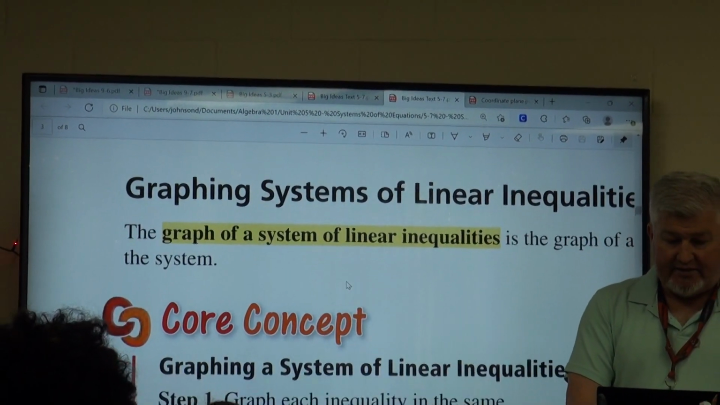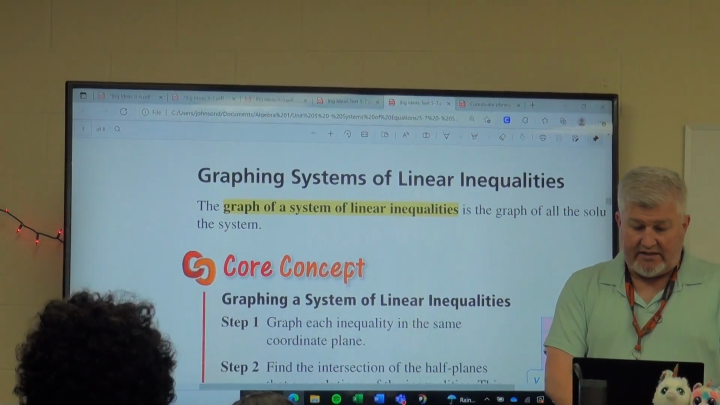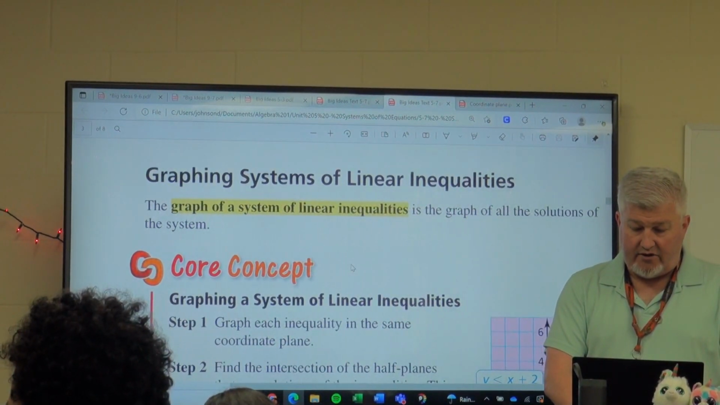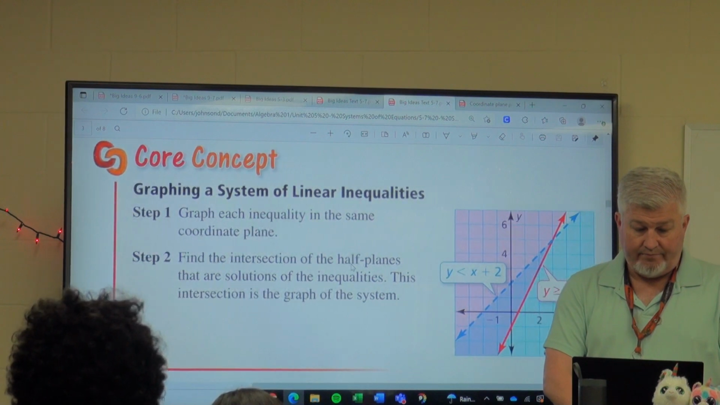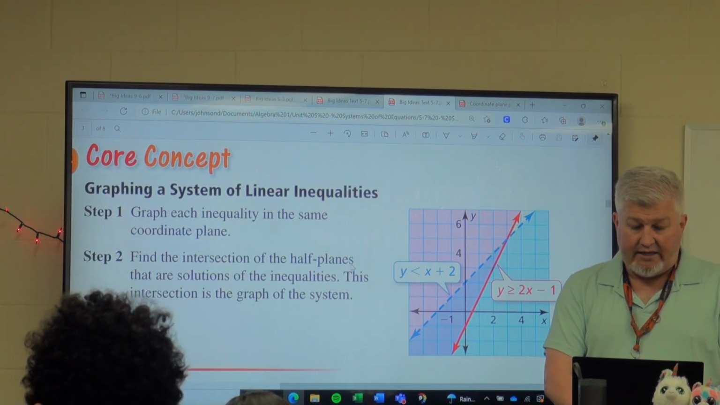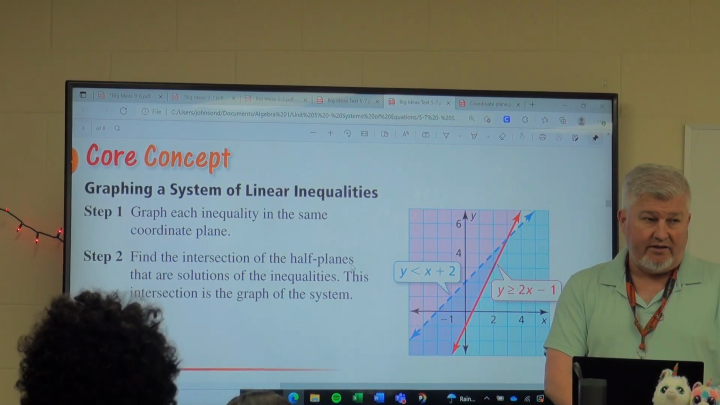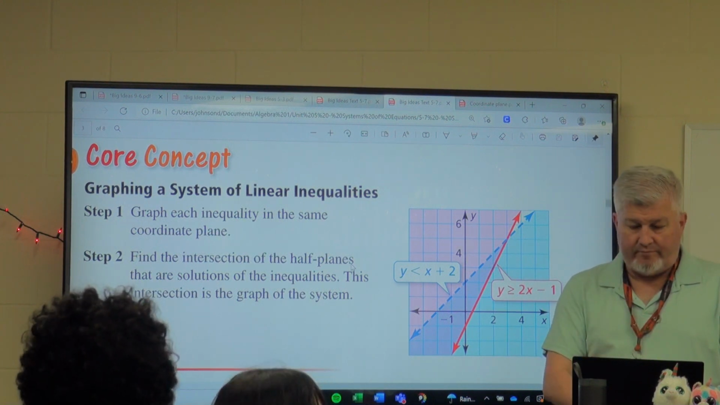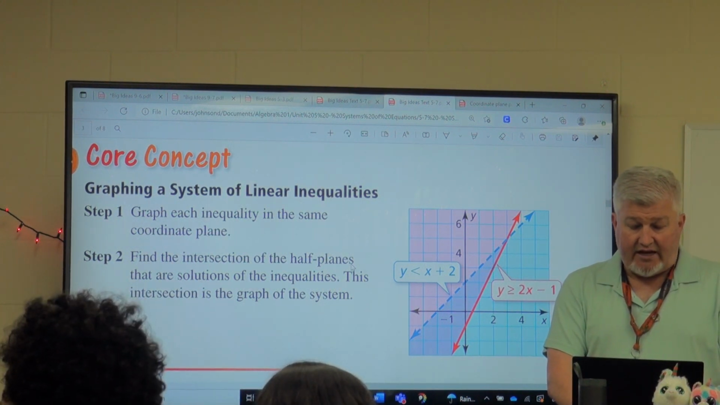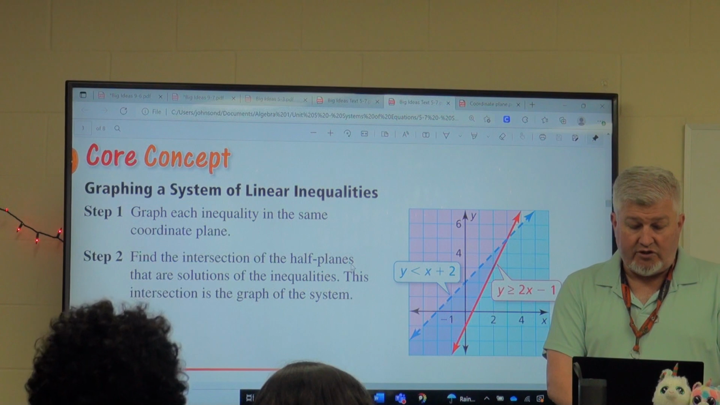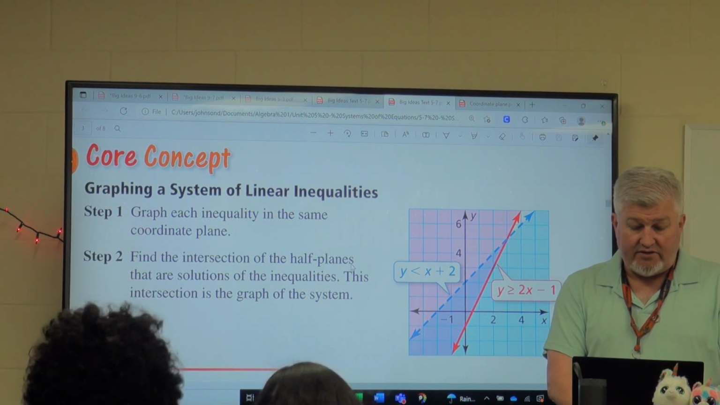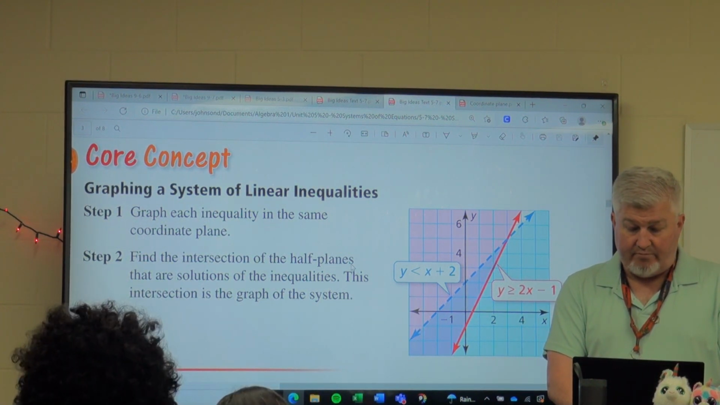All right. Next section is graphing systems of linear inequalities. And here's what you do when you graph them. You graph each inequality in the same coordinate plane. Have your graph paper out for this now. Find the intersection of the half planes that are solutions of the inequalities. This intersection is the graph of the system.